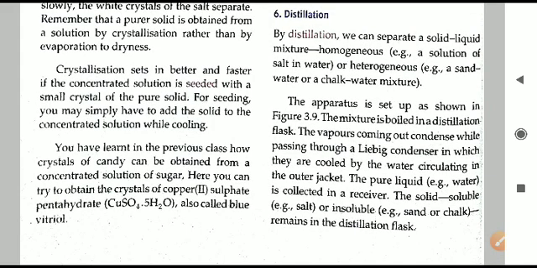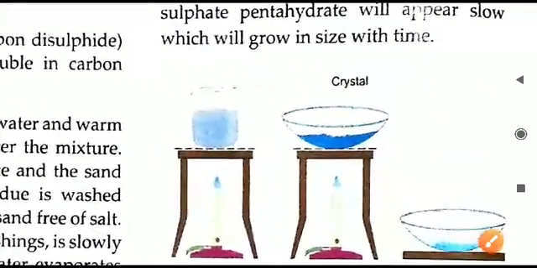Second thing is crystallization. In some cases crystallization is also done, not always, but in some cases. For example, a chemical is there, that is copper sulfate. Its crystals can be obtained. Its common name is blue vitriol because of its blue colored crystals. How it is done, you can see here.